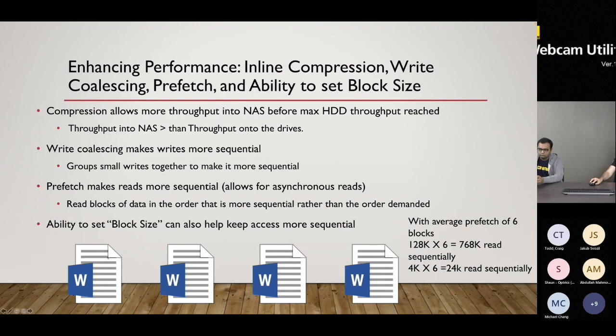But what if you have 4 users, each reading a different file? User 1 reading this file, user 2 that file, 3 that file. Well, the blocks of data can be demanded from the NAS like this if they all read at the same time. User 1 demands the first block of this file.